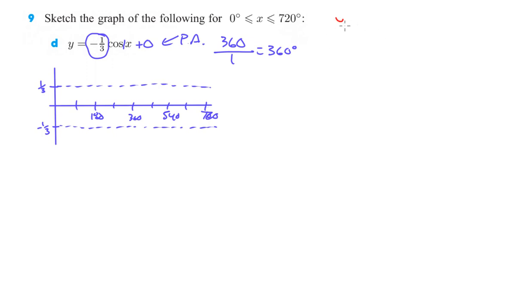So if you remember again, y equals cosine x looks like this. If it's y equals negative cosine x, that means it's going to flip over. It's going to start at the bottom, go up to the top, and then come back down to the bottom. Since it's negative 1/3, this is going to start at the bottom, and it's going to repeat every 360 degrees. So I know it's back at the bottom every 360.